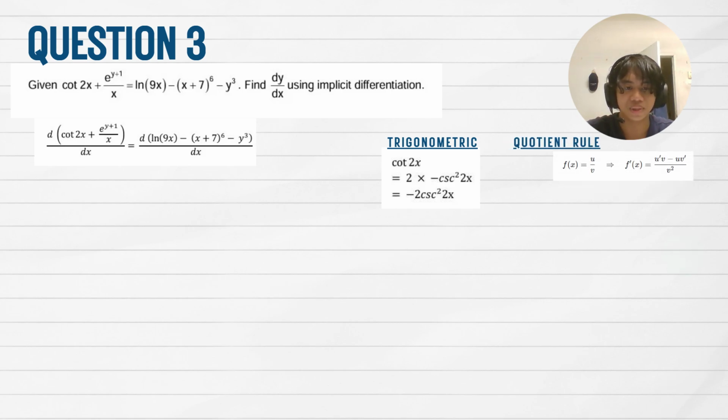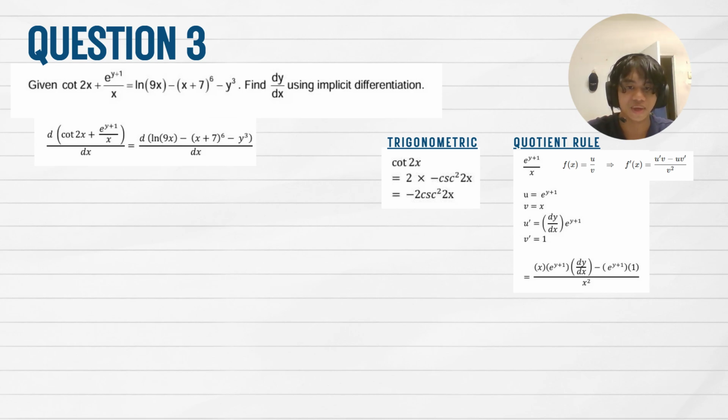over x using the quotient rule technique, we will get x e to the power of y plus 1 dy dx minus e to the power of y plus 1 over x squared. The reason why we have dy dx is because every time we differentiate with the variable y, we will have to add dy dx on the back. Either on the back or at the front, it doesn't matter as long as you add dy dx every time we differentiate the variable y.